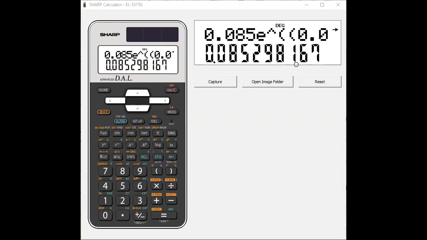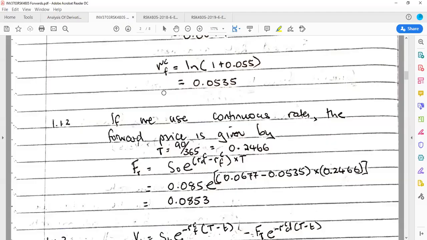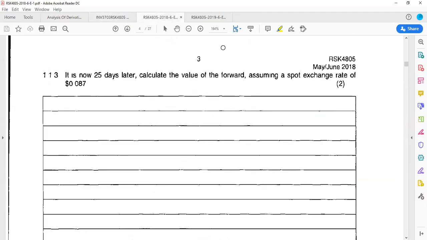And then after that, we are told it is now 25 days later. Calculate the value of the forward contract assuming a spot exchange rate of 0.087. Now 25 days have passed and they now want us to determine the value of the forward contract if the spot exchange rate is now 0.087. So if we have continuous rates, we can determine the value of our forward contract.